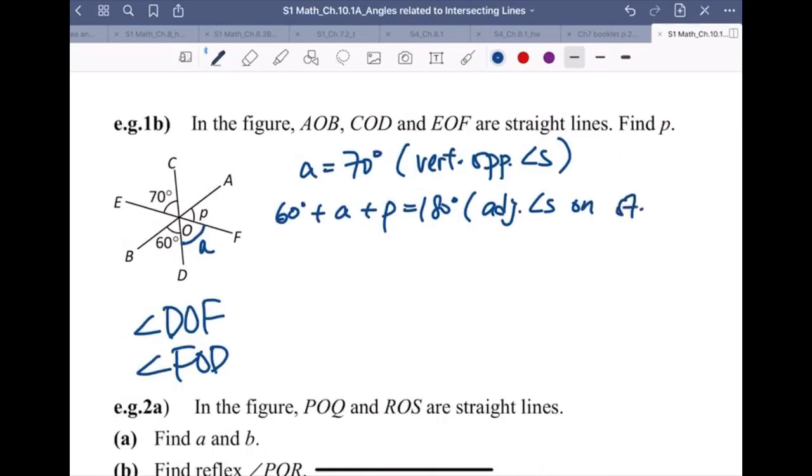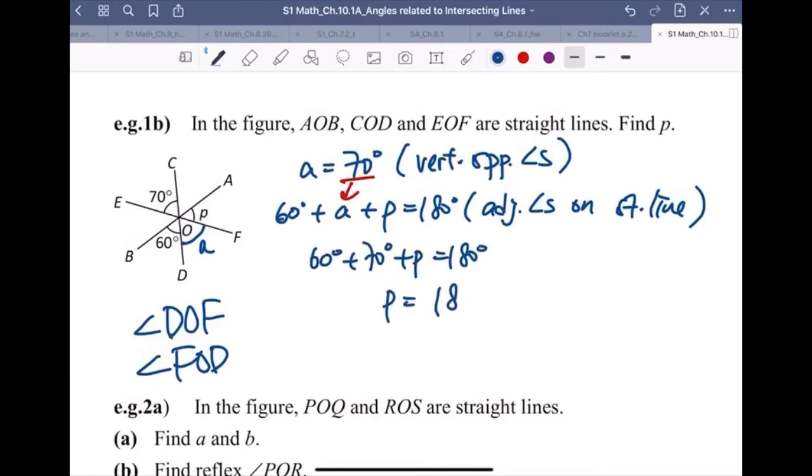Adjacent angles on a straight line. Okay, and then next put the 70 in here. So which is 60 plus 70 plus P equal to 180. So P is 180 minus these two added together, which is 130. So the answer is 50.